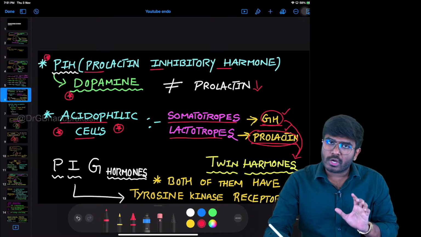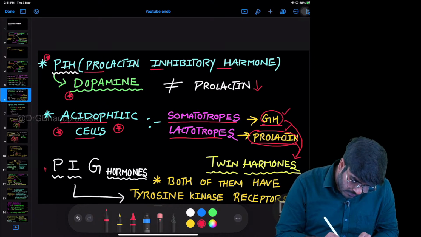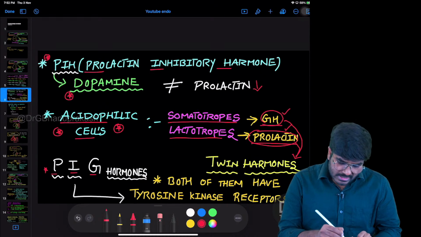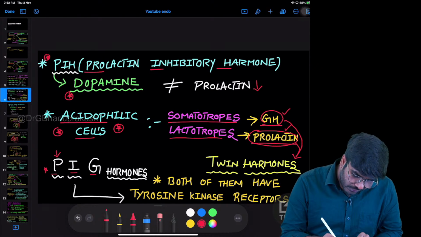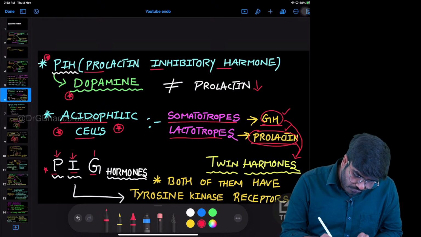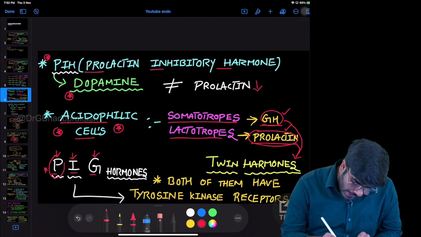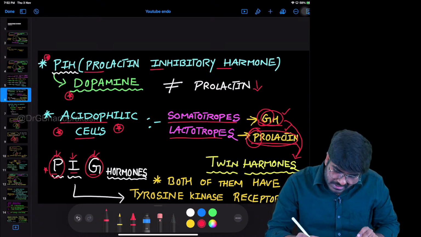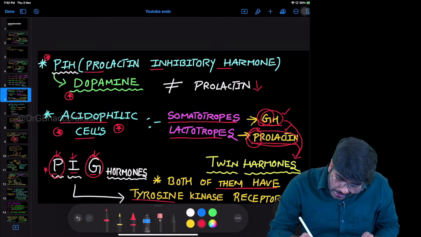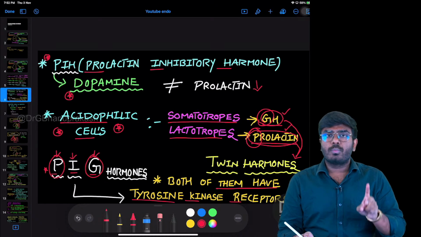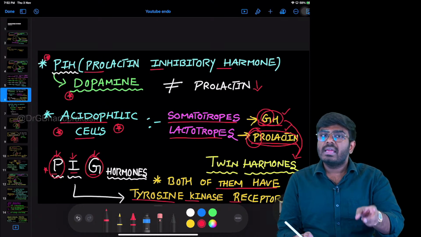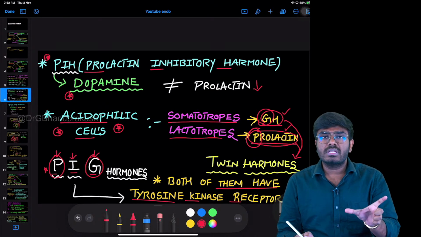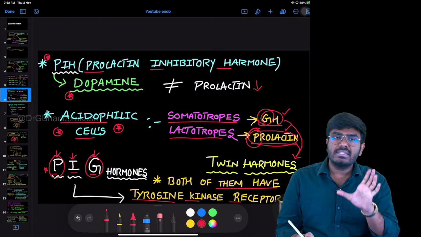The growth hormone and prolactin use the same type of receptor. Which receptor? I will give you a mnemonic: PIG, pig hormones. P for prolactin, I for insulin, and G for growth hormone. Both of them have tyrosine kinase receptors. So both growth hormone and prolactin come from the acidophilic cells and are considered twin hormones because they use one single type of receptor, the tyrosine kinase receptor.